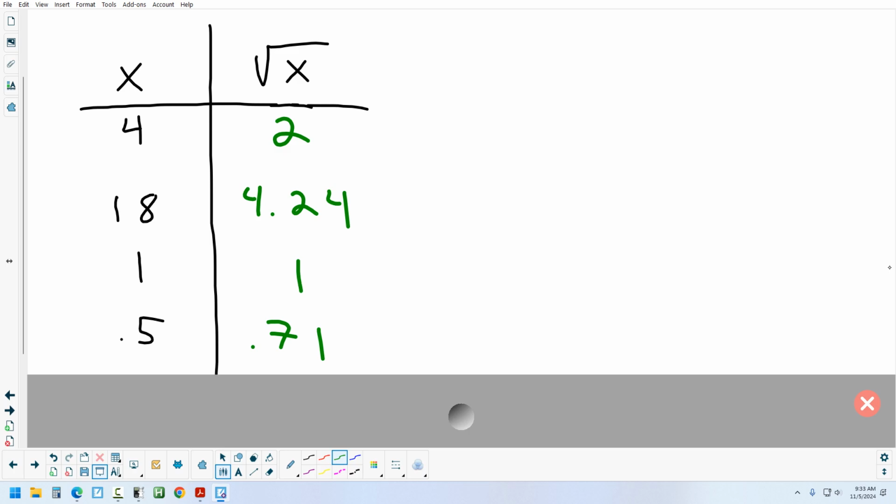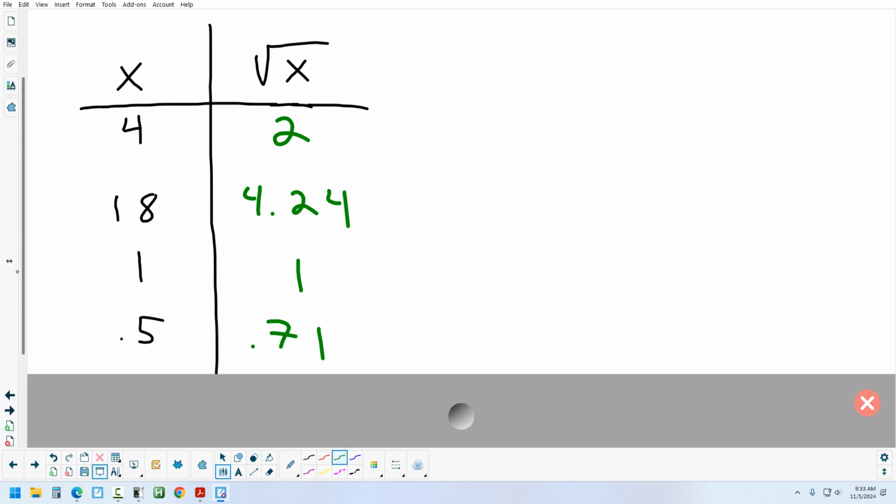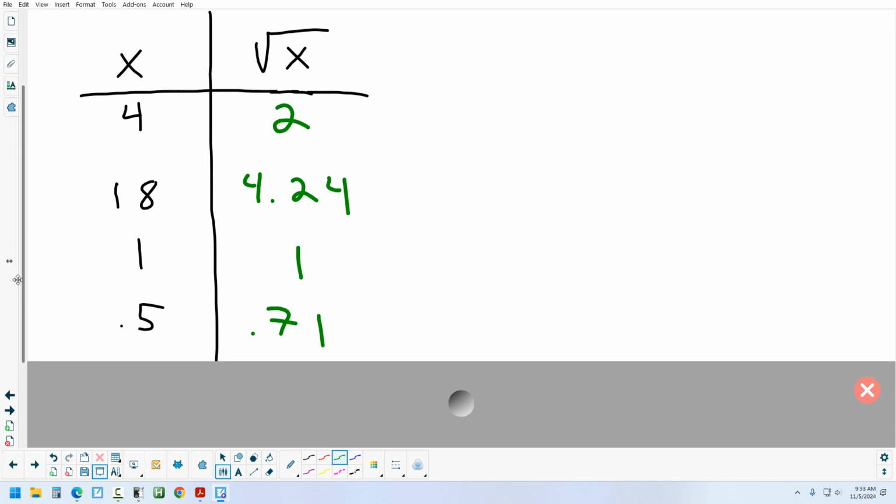Both could happen. It depends on the number you're taking the square root of. Does anybody think they know what number you can take the square root of and it will always get smaller? Anything above 1. If you take the square root of it, it gets smaller. If it is 1, it stays the same. And remember, you can't go negative because square roots of negative numbers don't work.